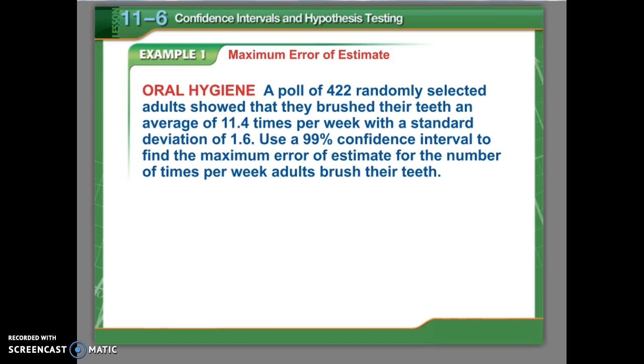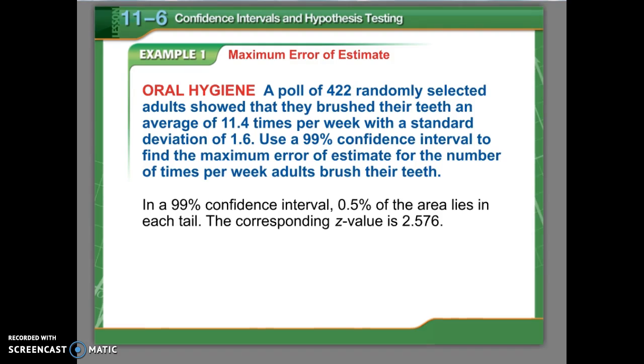So if we want to find an error estimate, the first thing that we want to do is find our z-value. So if we have a 99% confidence interval, that means that there's 99% of our data within the interval, and there's 1% of our data that's outside the interval. And because there's 1% outside, there's going to be 0.5% in each tail. There's going to be half of a percent on the upper tail and 0.5% on the lower tail.